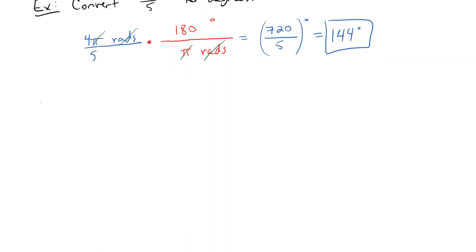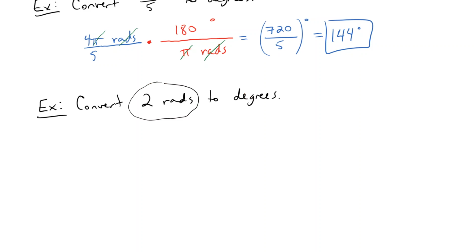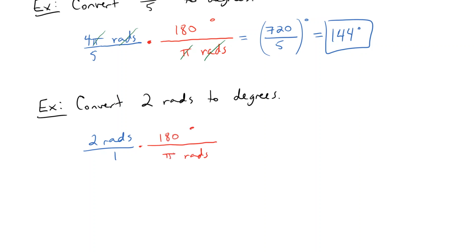Okay, let's do one more. Convert, let's just do something like 2 rads to degrees. So this is kind of uncommon because there's no pi there, but it's still a number of rads. So we take 2 rads, turn it into a fraction, multiply by my conversion factor with rads on bottom and degrees on top, so I get 180 over pi. Now when I multiply, my rads cancel, my pi doesn't, so I end up with 360 over pi degrees. And that is the answer.